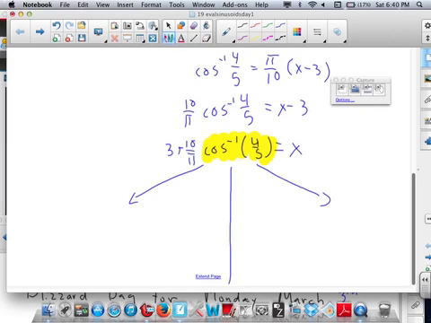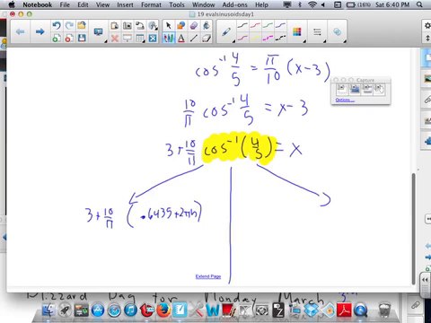Okay, so using the 2 formula approach, we'll have 3 plus 10 over pi. Now, in parentheses here, I'll have the calculator answer plus 2 pi n. The calculator answer for the inverse cosine of 4/5 is 0.6435 plus 2 pi n.